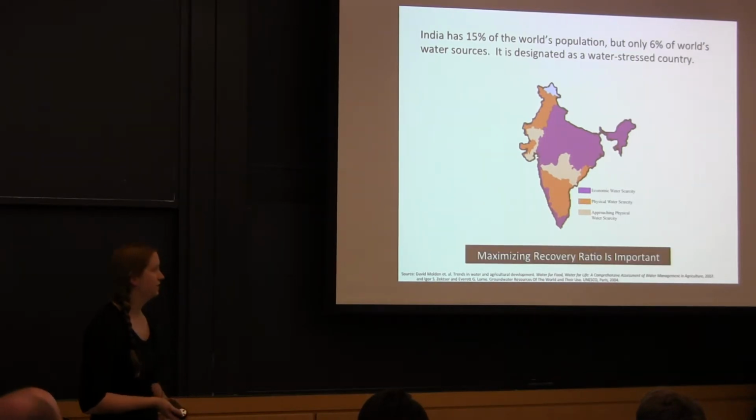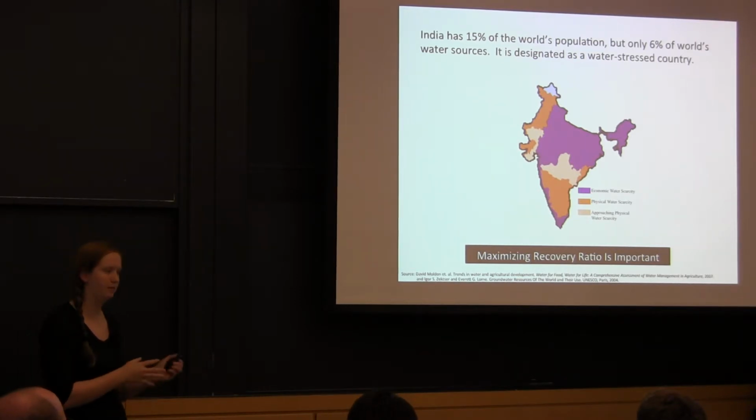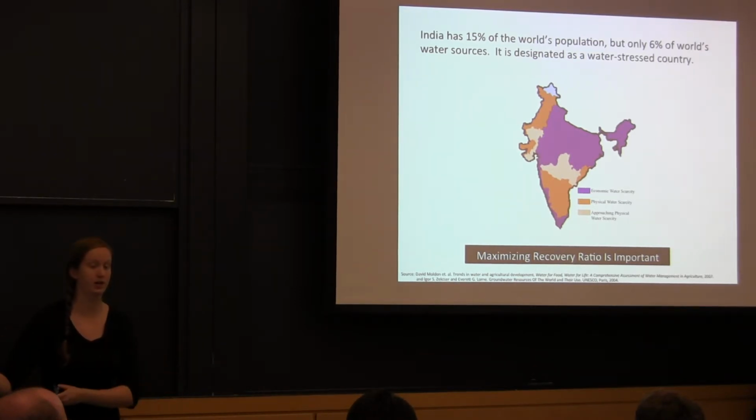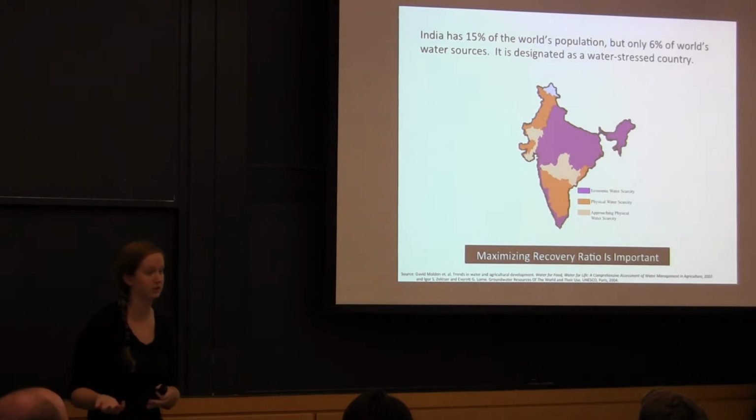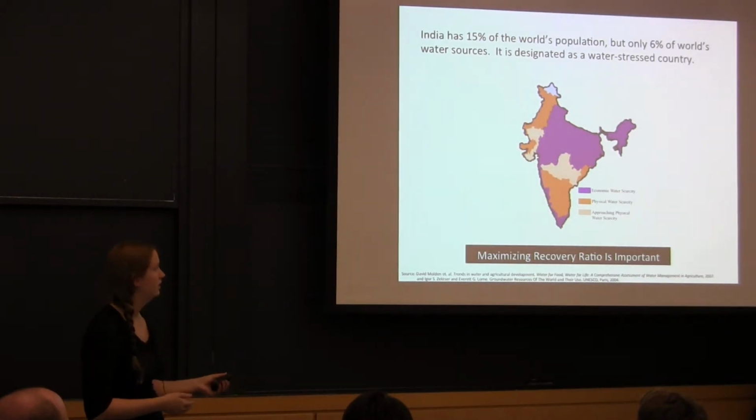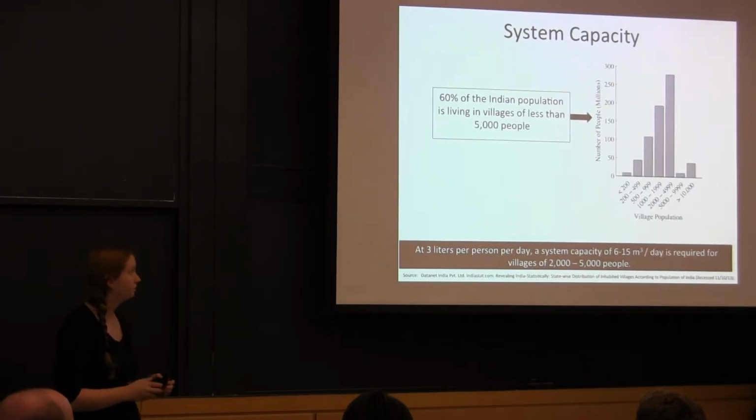So we know that maximizing the recovery ratio of the system is important. What recovery ratio means is, for how much water you put in, you want the most of that out. So if I have a recovery ratio of 50%, then for every meter cubed of water I put in, I get half a meter cubed of water out that's clean, and the other half is pure waste. So if you have an area that is very water stressed, you want to maximize the recovery ratio.